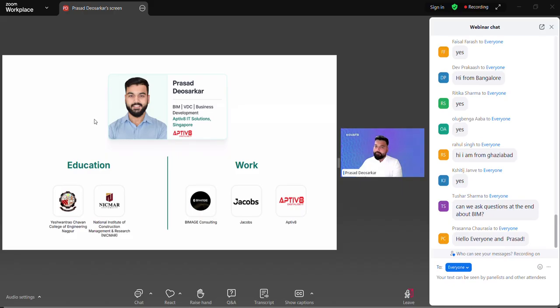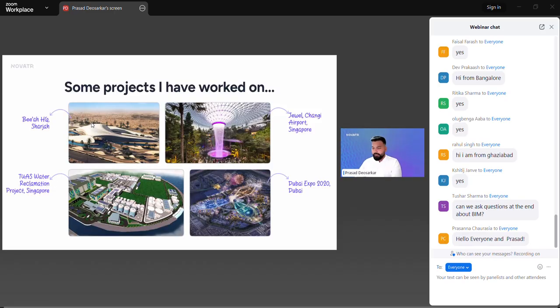And then I've transitioned since then to a more of a business development kind of a role, a project management related role, where I lead the BIM department for Activate IT Solutions Private Limited. We are a BIM consultancy firm based out of Singapore, and we help our clients with all the BIM delivery for their projects, as well as supporting them with the right BIM manpower that is needed for their projects. So that is just a brief background about myself. I am also a lead mentor with Novatr.